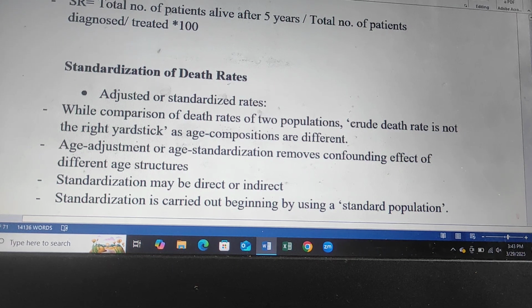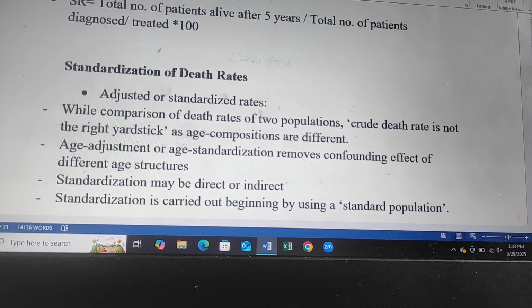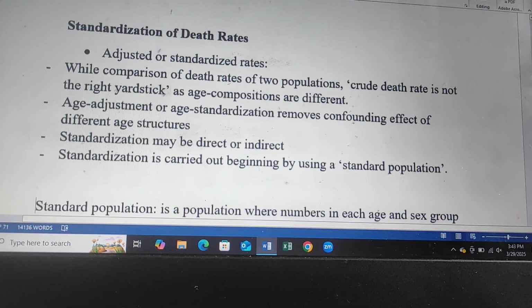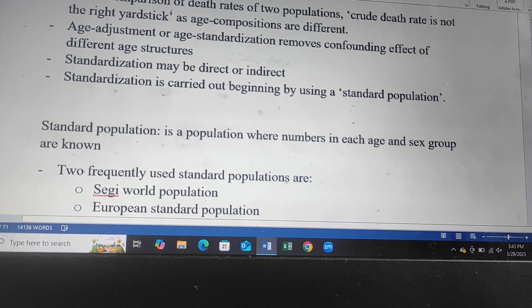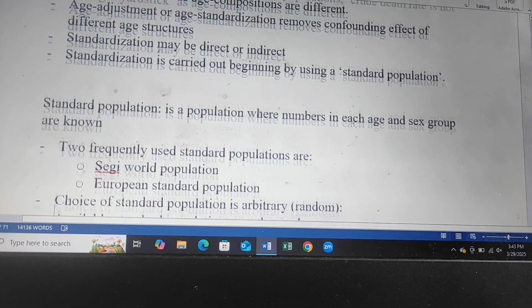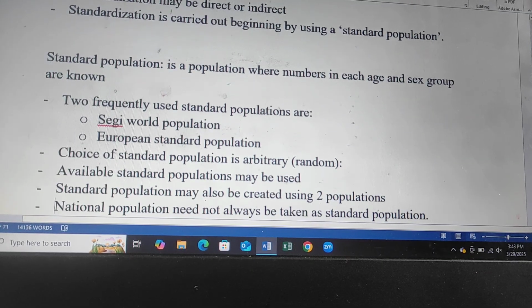While comparing death rates of two populations, crude death rate is not the right yardstick, as age compositions are different. Age adjustment or age standardization removes the confounding effect of different age structure. Standardization may be direct or indirect. Standardization is carried out by using a standard population, a population whose numbers in age and sex groups are known. Frequently used standard populations are the Segi world population and the European standard population.